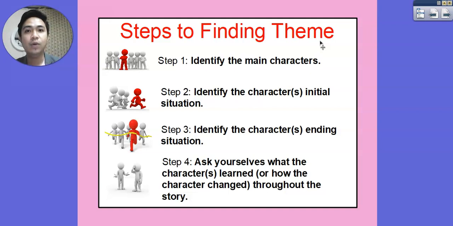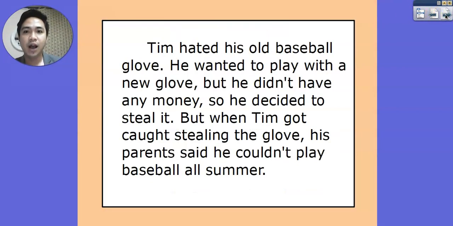Alright, now let's have objective number 2. We're going to identify the theme in this story or passage. I have here a passage. Tim hated his old baseball glove. He wanted to play with a new glove, but he didn't have any money. So he decided to steal it. But when Tim got caught stealing the glove, his parents said he couldn't play baseball all summer.